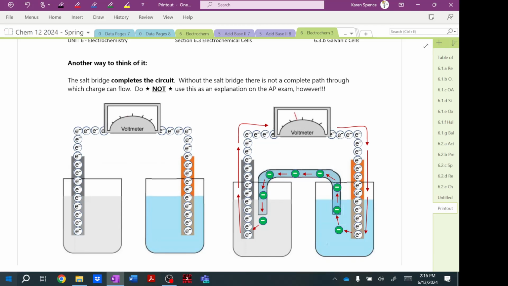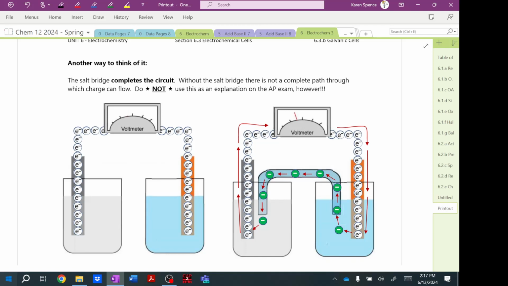Another way to think of it, apparently AP does not like this explanation, but I don't know what your college professors will think. Yes? They may think this is a good explanation. I thought it was a good explanation for years. It's more like a physics explanation.